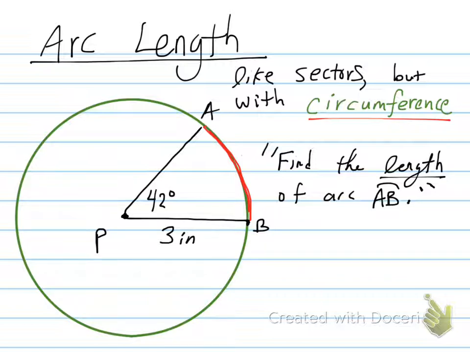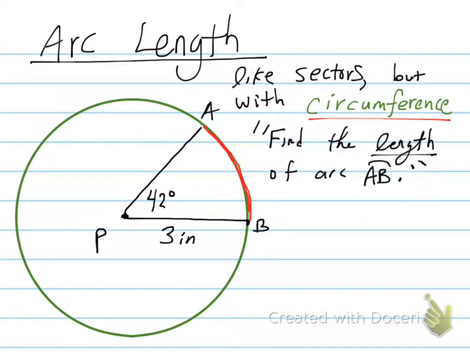So here's an example of a question you might see. Let me give myself some more room here. Find the length of arc AB. Okay, well that's the red part that I've outlined here. That's the length that we're wanting to find. We already know that it is 42 degrees of rotation, right? That's its arc measure. We want its length.